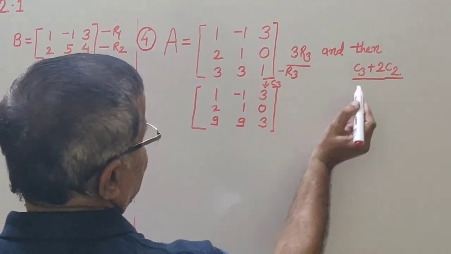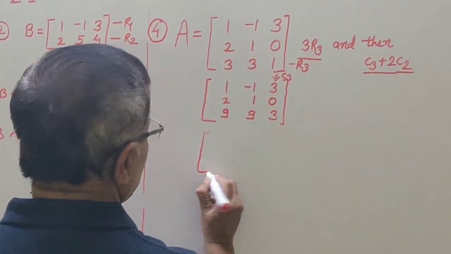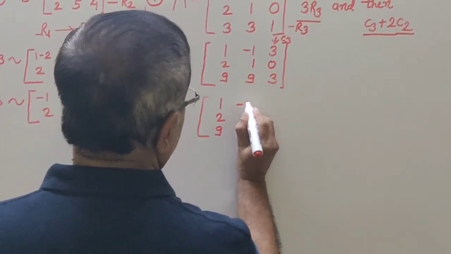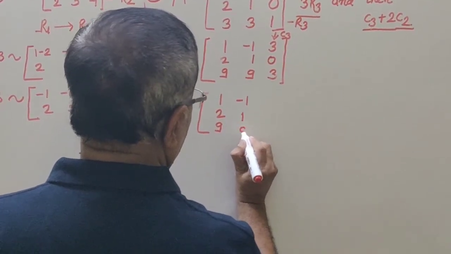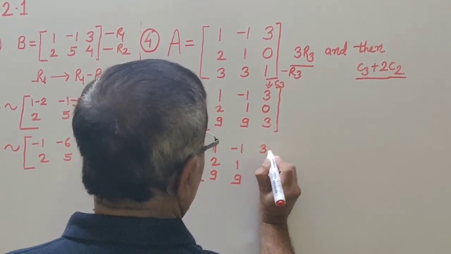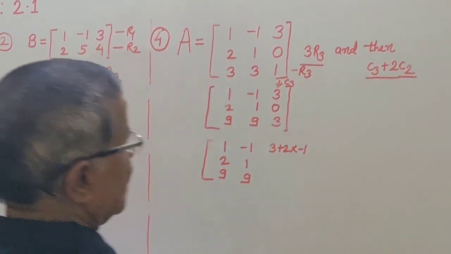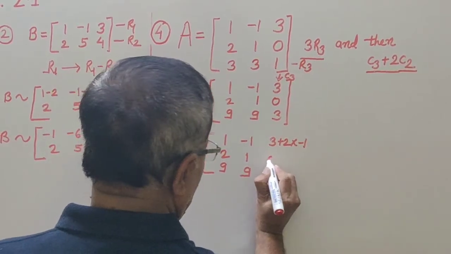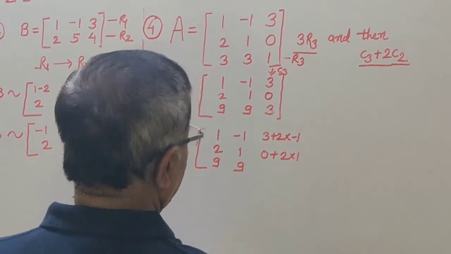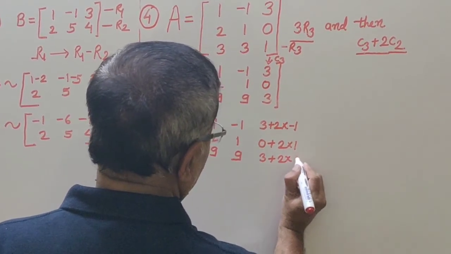C3 is this. When this operation is taking place on only C3, so the C1 and C2 will remain the same. So I am writing this as 1, 2, 9, minus 1, 1 and 9. Okay. Now on C3, what is the C3 here? 3 plus 2 into C2. C2 is minus 1. Okay. Now in the second one is 0 plus 2 into 1 will come here. In third 3 plus 2 into 9 will come here.